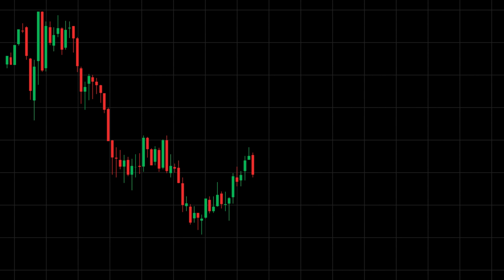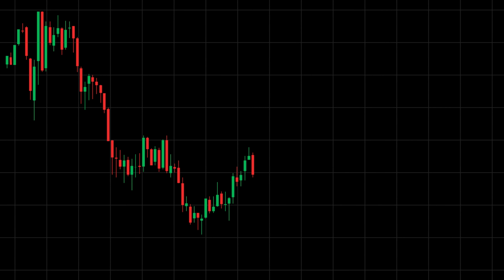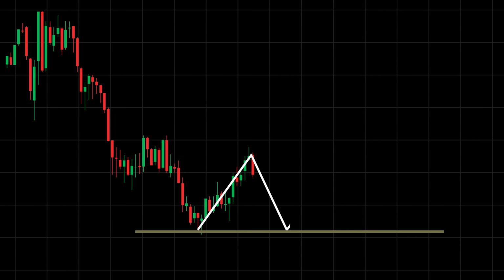Now, let's examine the concept of demand and supply zones. The theory behind demand and supply zones extends slightly beyond the fundamentals of support and resistance levels. Looking at the chart, this is our support level, where the price has previously moved upward. We have placed a support level here, expecting that when the price approaches this point again, it will rise from here. Let's see what happens next.